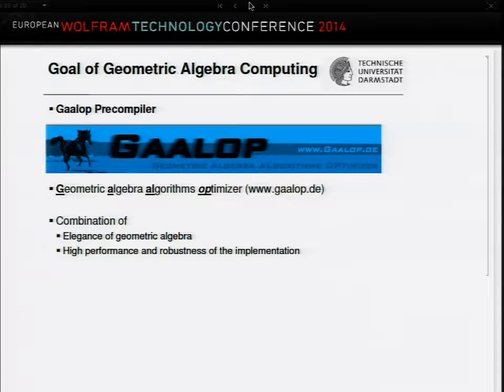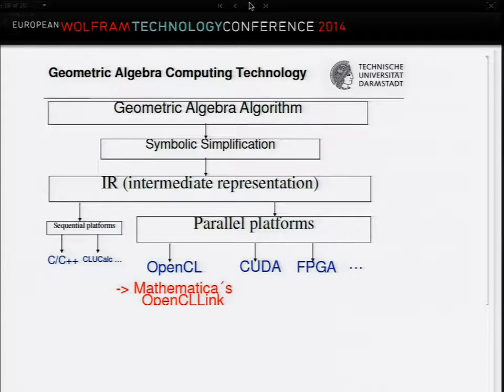What is geometric algebra computing now? In principle, it is the combination of the elegance of geometric algebra with high performance and robustness of the implementation. And this is, in principle, what our technology is doing.